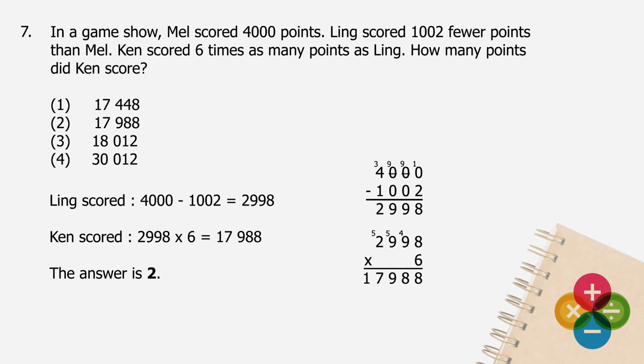The amount of points Ling scored will be, subtract 1,002 from 4,000, and the difference is 2,998. The amount of points Ken scored will be, multiply 2,998 by 6, and the product is 17,988. The answer is 2.